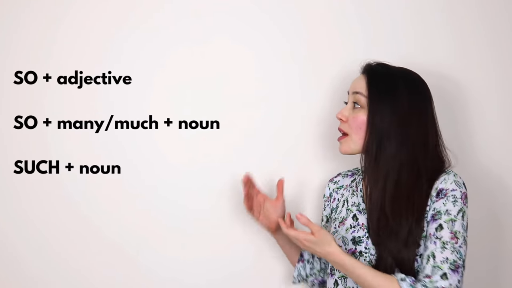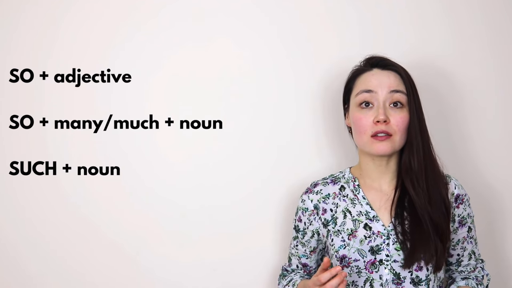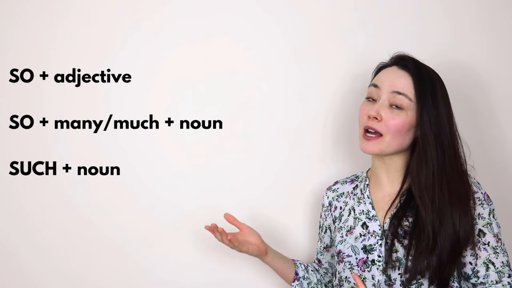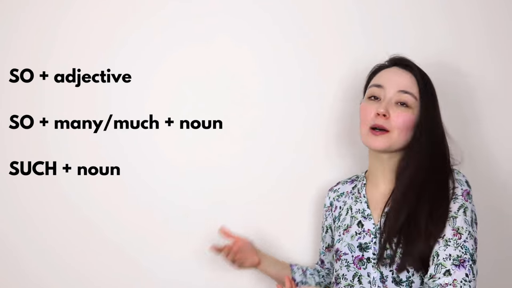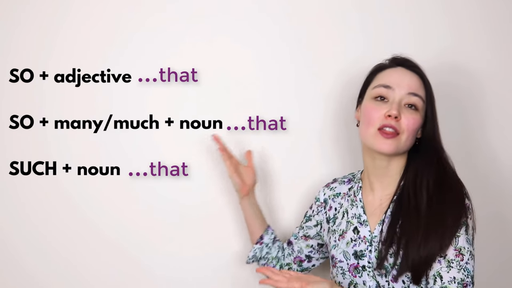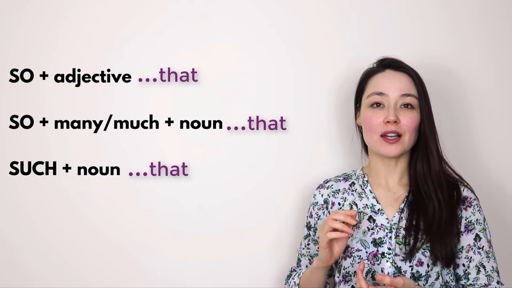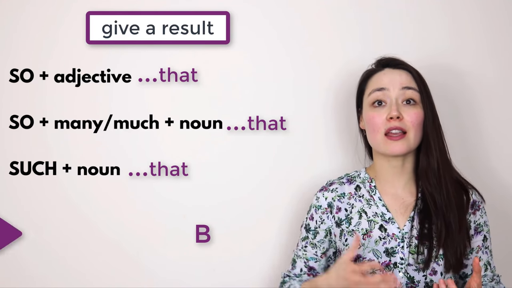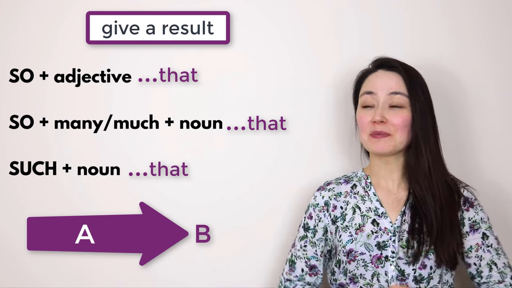Okay, let's break this down. So here are the grammar points we discussed. We have so plus adjective, so many, much plus noun, such plus noun. We're going to add that. We use this grammar to give a result. B happens because A happened.